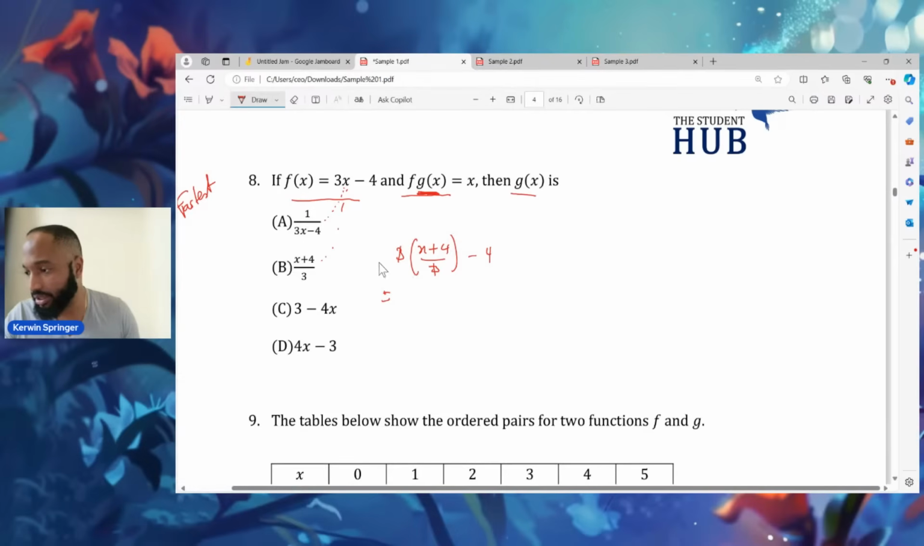So I get x plus 4 minus 4, and I get my x. So that is here. That's the fastest way. The fastest way to do this question is just substituting the answer instead of doing the algebra behind it. So you just look at the answers and this.